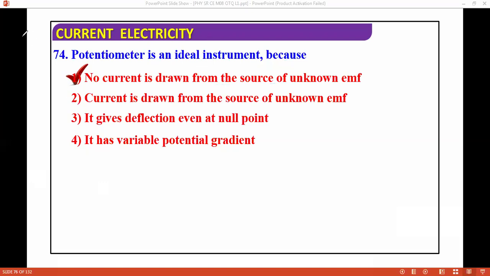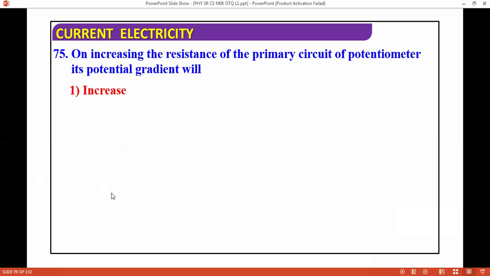It will demotivate you. So potentiometer is an ideal instrument. No current is drawn.